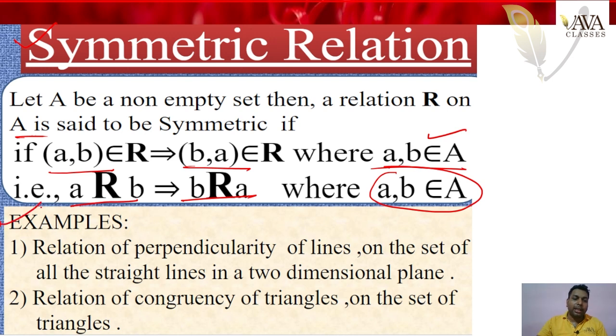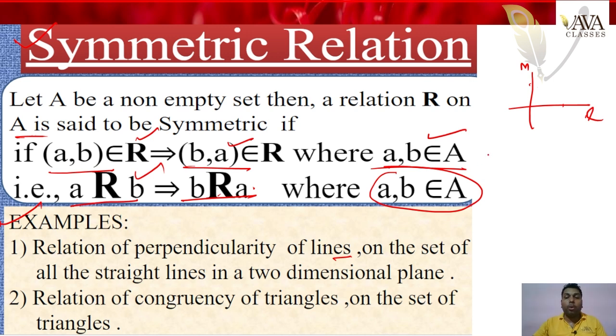Now we'll discuss some examples. The relation of perpendicularity of lines on the set of all straight lines in a two-dimensional plane is symmetric. Suppose there are lots of lines, and we are collecting those lines which are perpendicular to each other. Here is L, here is M. L is perpendicular to M implies M is perpendicular to L. So (a, b) belongs to R implies (b, a) belongs to R. So this relation is symmetric.